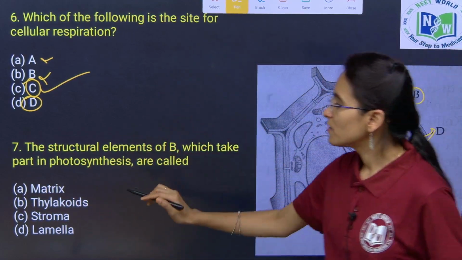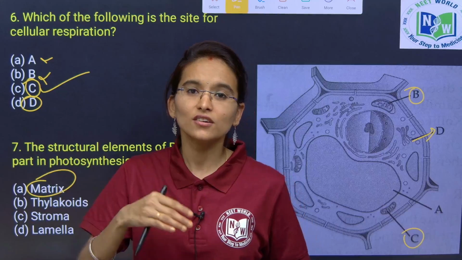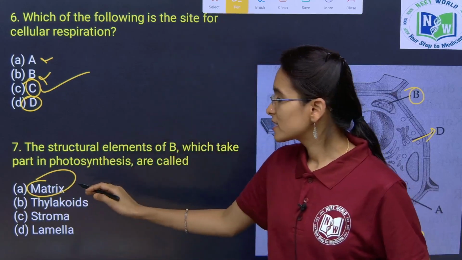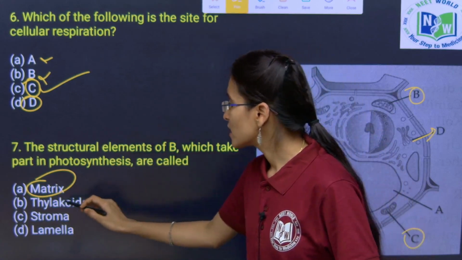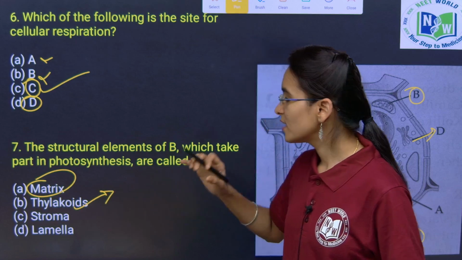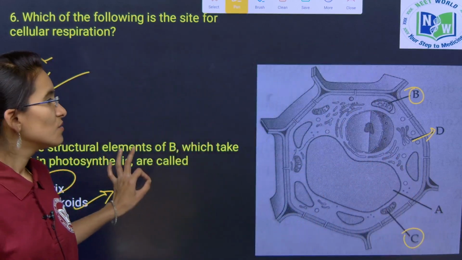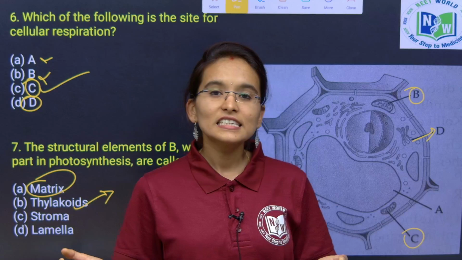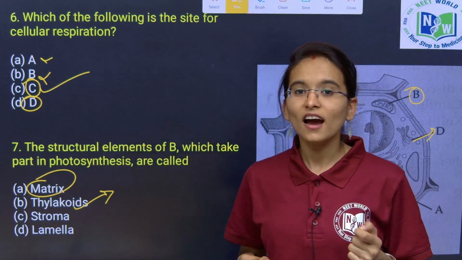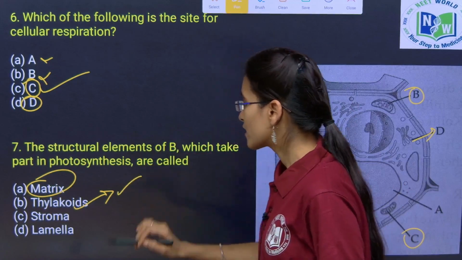So the given options are matrix. Matrix is a substance which is present in the mitochondria, and thylakoids. B is the correct option. B is thylakoids which are inside the chloroplast and they are involved in receiving the solar energy and carrying out the process of photosynthesis. So this is the correct option.